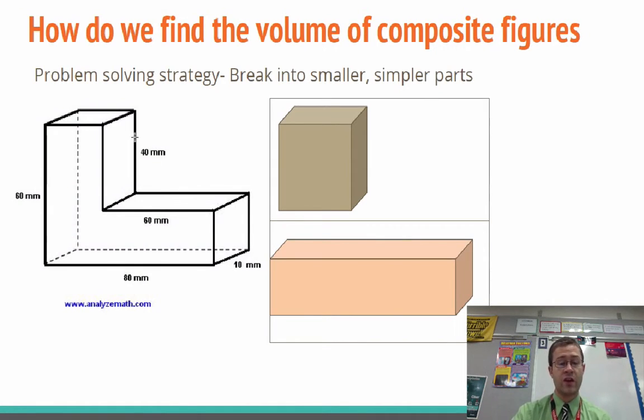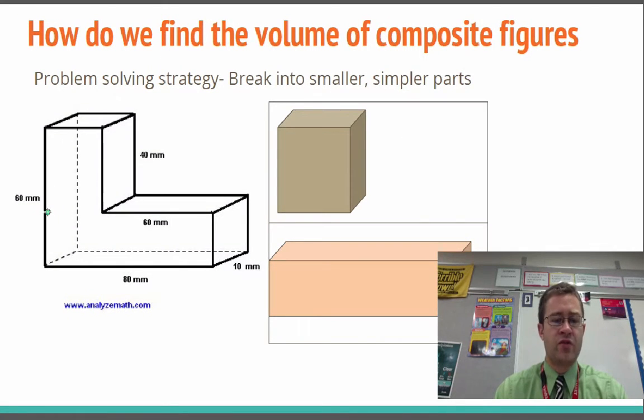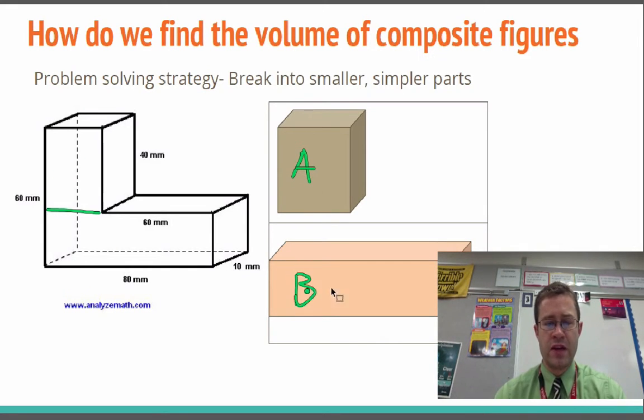We have this figure right here, which has a lot of different measurements. For me to figure this out would be very difficult just by looking at it. But what we do is we break it up into simpler parts. So instead of one big shape, we have two smaller rectangular prisms. I'm going to draw a line right here so that you can see our two different boxes. They're represented as A and B from now on. They have the different shapes there.